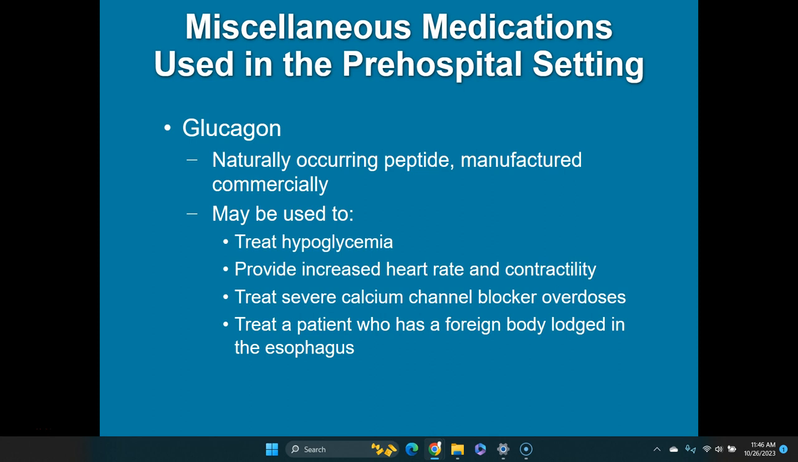If you're giving it for a foreign body, glucagon will cause smooth muscle relaxation in the esophagus. Kind of a crazy thing, but it can help loosen up the esophagus so that foreign body, that food, can go ahead and move on down into the stomach. So there you go.